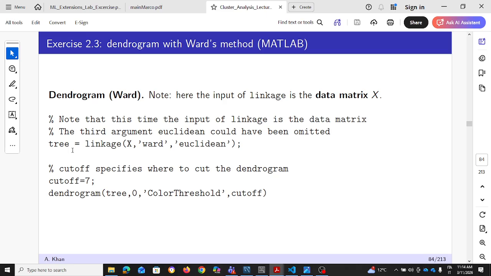Now to show it visually, as I said before, use the function linkage. Take your matrix, which is X. Method, we are using Ward. And for the distance, we use the Euclidean distance. And we also use the cutoff value, which is 7, so we need only 7 clusters. And similarly, as we said before, this color threshold argument is for the cutoff, to show you different colors at the cutoff level.